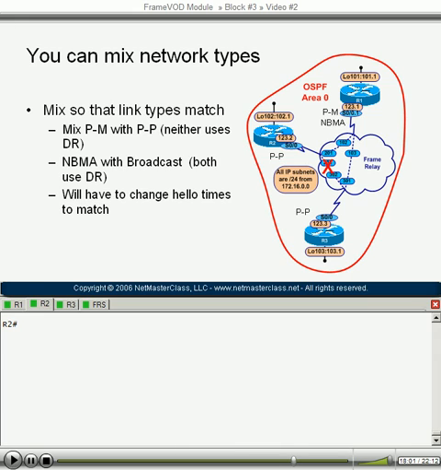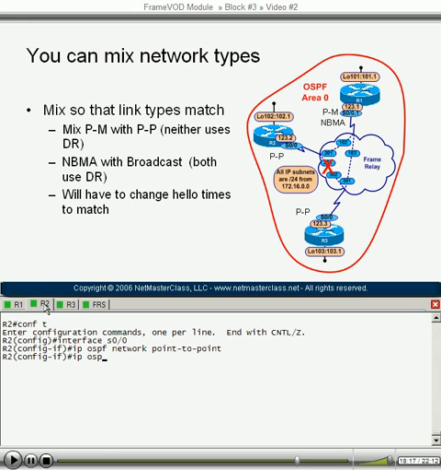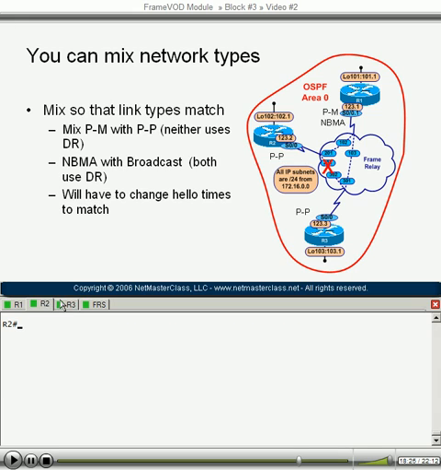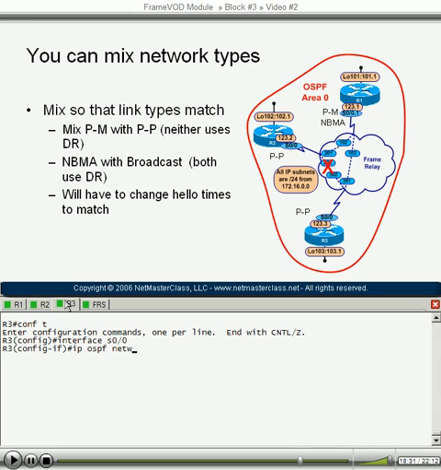The default hello times are 30 seconds for point-to-multipoint and 10 seconds for point-to-point, so we will change the point-to-point side. First we'll change R2 from multipoint to point-to-point. And we'll clear the IP routes. Now let's do the same on R3. And now let's check our routes.